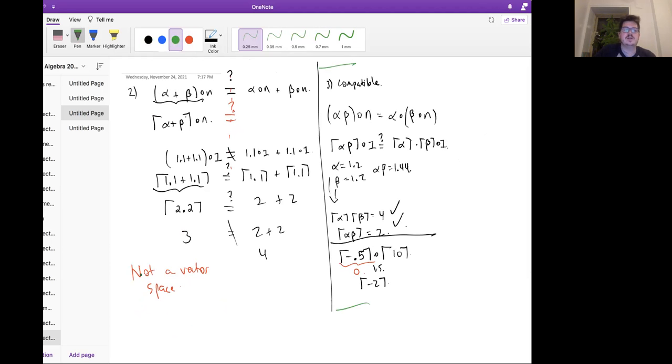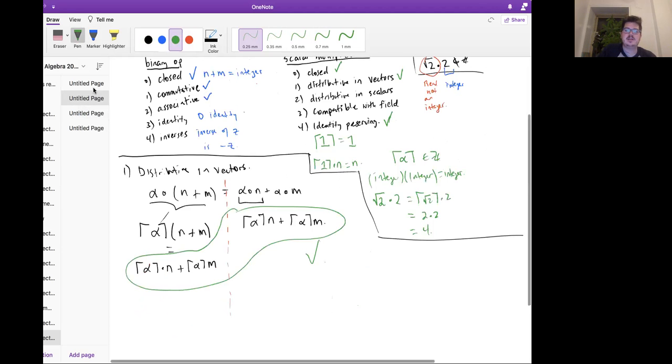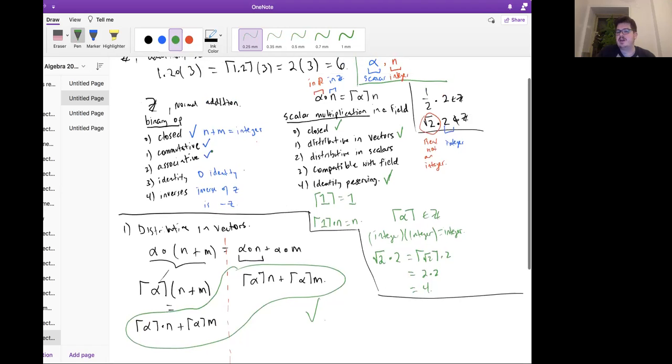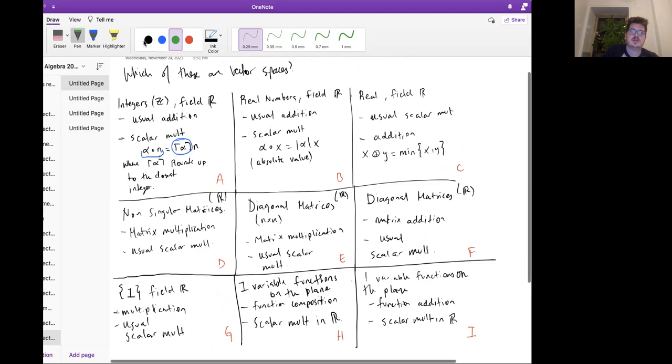But good. So everyone see the method. Maybe we didn't see right away that it wasn't distributive. So we're going through all the properties, and once something fails, then it doesn't work. Okay, so let's do the next one.